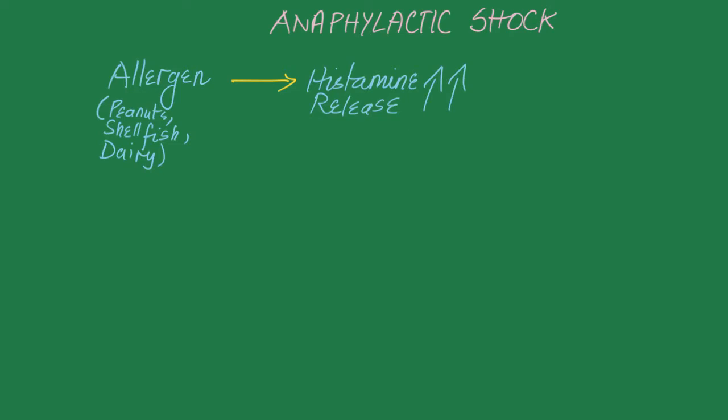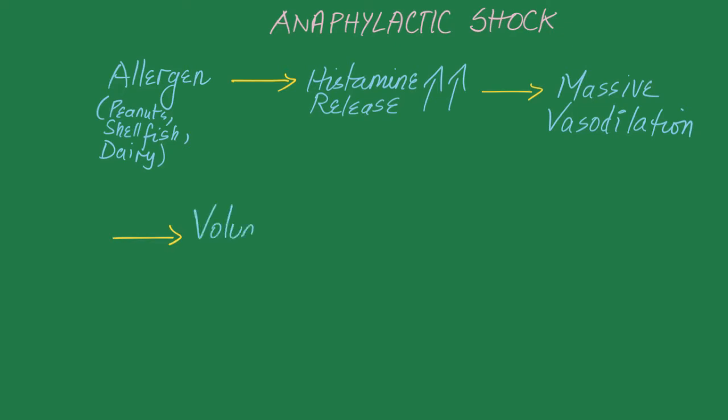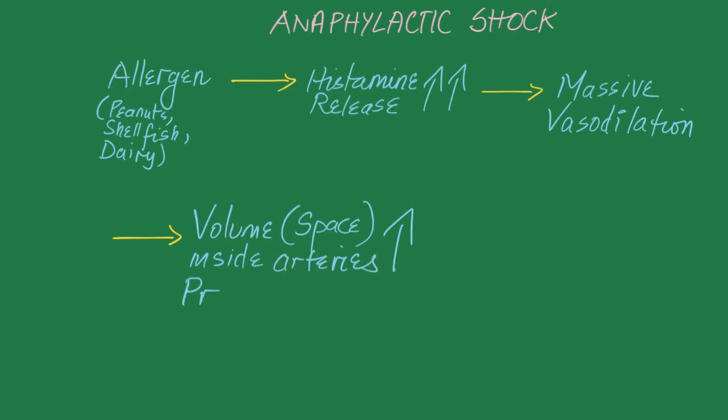Histamine is a chemical that makes everything leaky. It makes capillaries leaky, and it causes the arteries and arterioles to dilate hugely. There is a massive vasodilation in all the arteries and arterioles in the body. When there is a dilation in an artery, the space inside the artery increases. Remember, we said volume increases. When volume increases, pressure decreases.